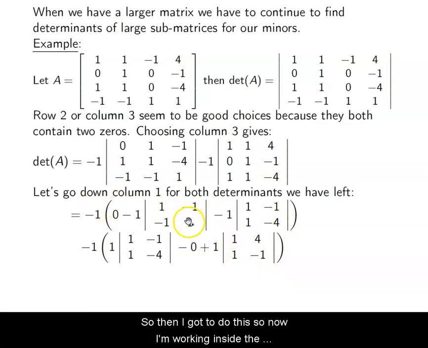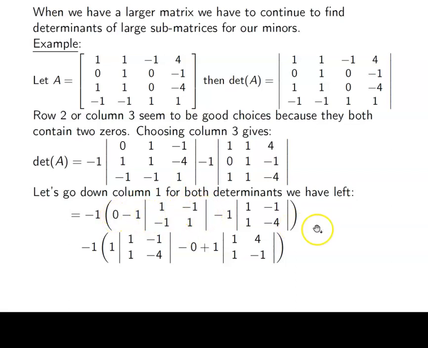So now I'm working inside the parentheses. So this is 0. I find what this determinant value is. I find what this determinant value is. I find this determinant value. I find this determinant, right? So this is 1 minus 1. So this will be 0 also. So 0 minus 0. This will be -4 plus 1. So this will be a -3 times this. This will be a -4 plus 1. So this will be a -3. And this will be -5.